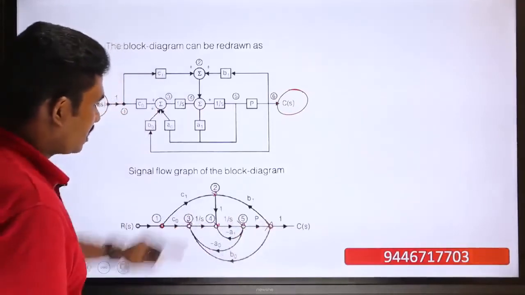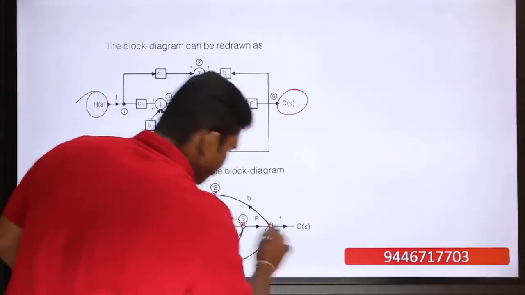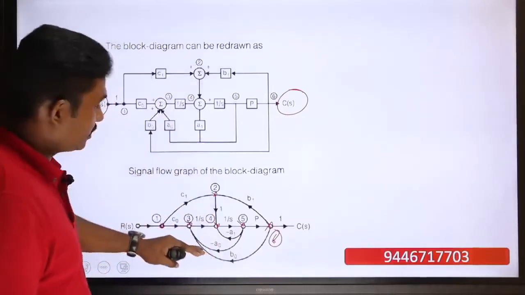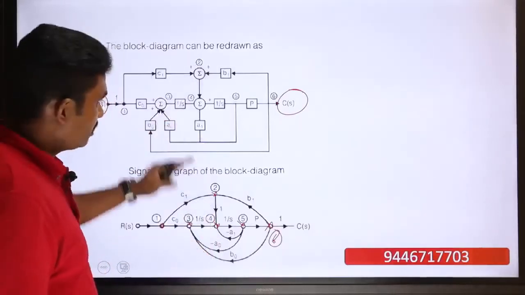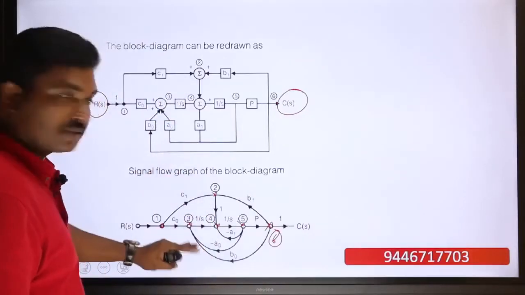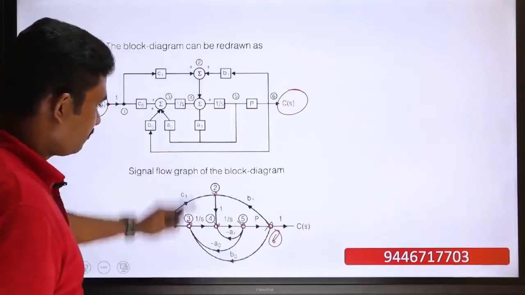So all these are our nodes. So this is the 6th node. So you can convert this block diagram into this signal flow graph. Okay, so you will have to carefully draw down this block diagram, and you have to convert this into signal flow graph format.